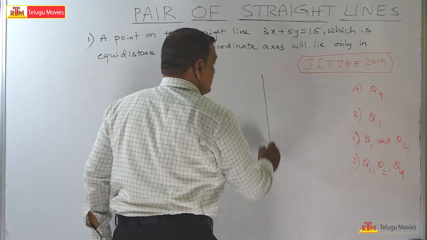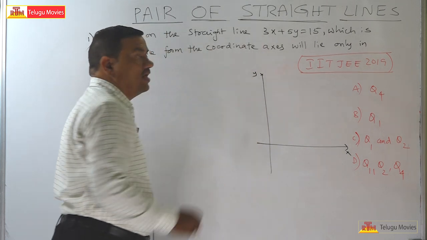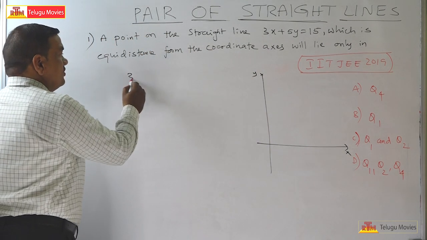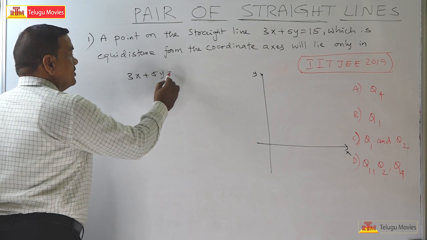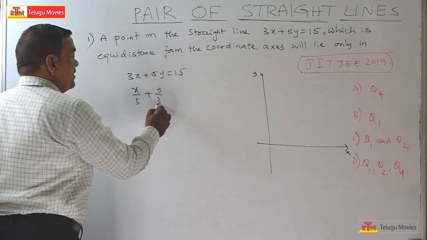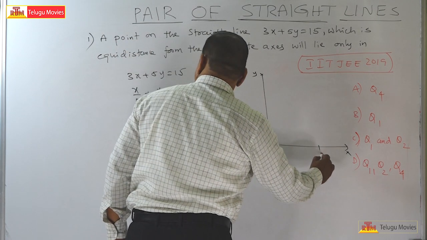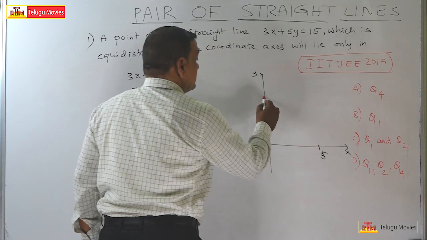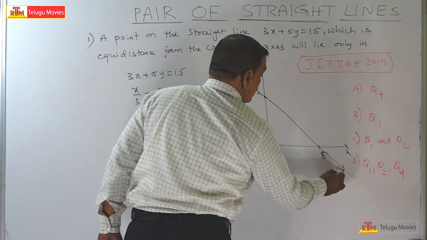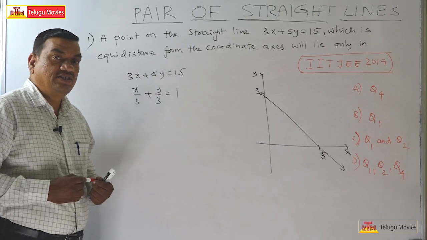The first thing is, let us draw the graph, x-axis and y-axis. The given equation is 3x + 5y = 15, that is x/5 + y/3 = 1. That means the x-intercept is 5 and the y-intercept is 3. So this is the straight line.